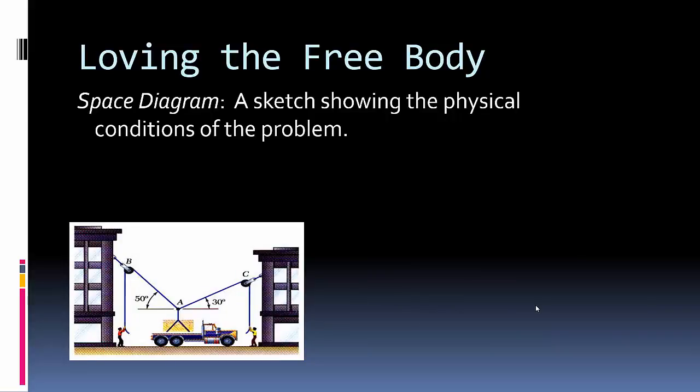So let's talk about free body diagrams. First, let's talk about space diagrams. What do we have space diagrams? Well, a space diagram is a sketch showing the physical conditions of the problem. This is the problem that you're going to get in the book. You're going to get a homework assignment, and it's going to look like this, right? So here you have this truck and this load, and there's these two guys pulling on these cables through pulleys to try to lift up this load. Okay, so that's a space diagram. This is showing what's happening.